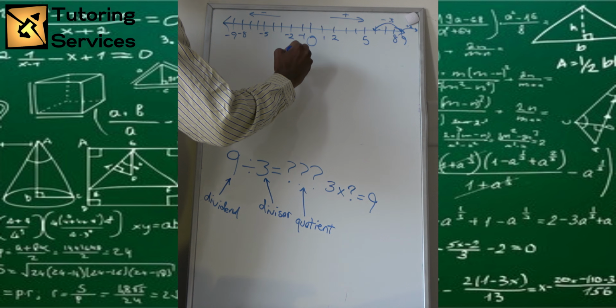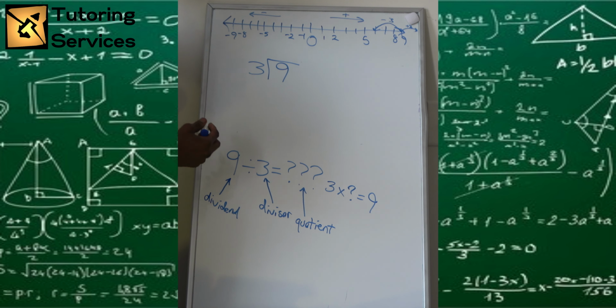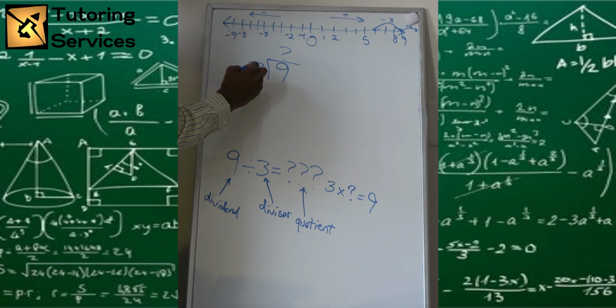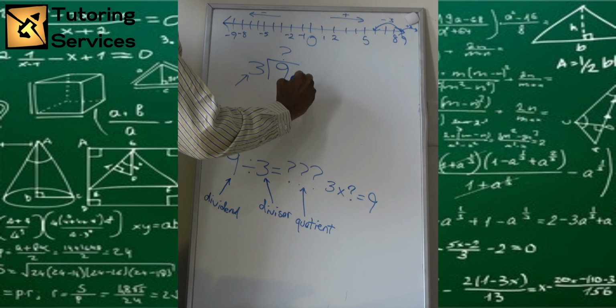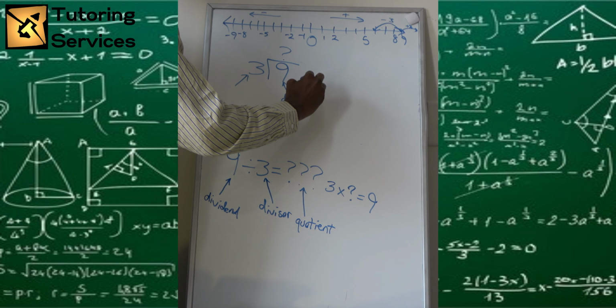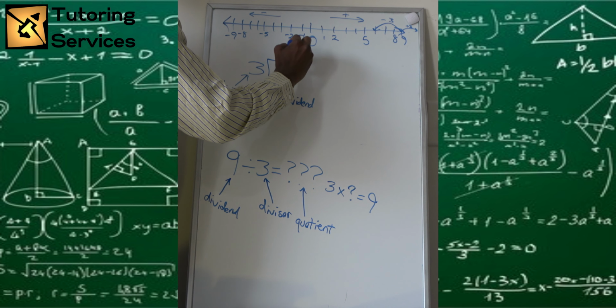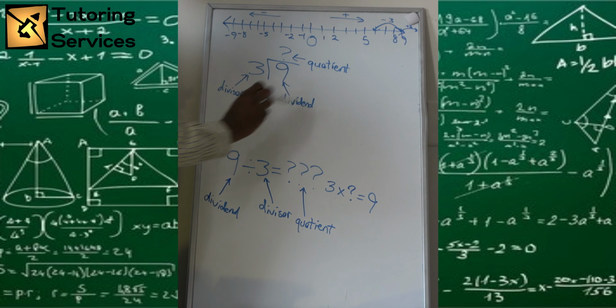you got 9 divided by 3, and you're looking for the quotient. Again, dividend, divisor, looking for the quotient. Quotient is your answer in a division problem.